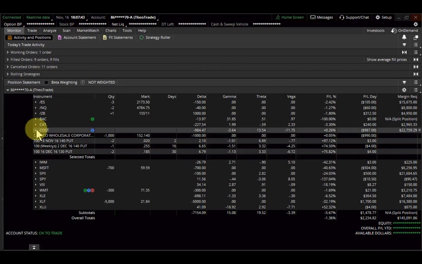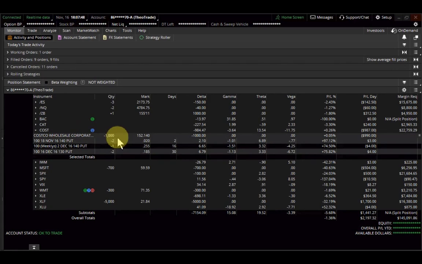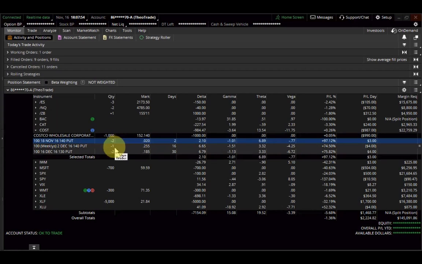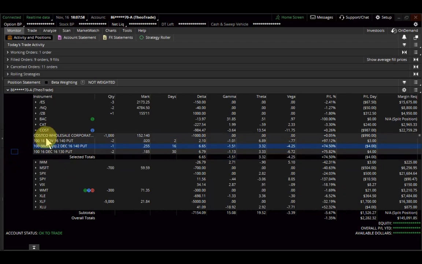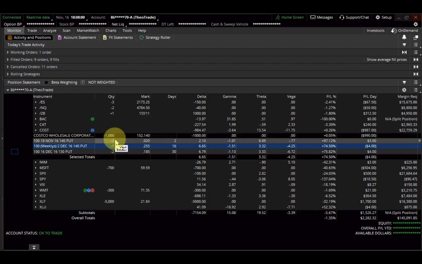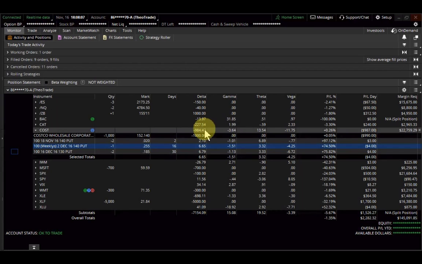Again, this Costco position. In my Costco position, I happen to be short 1,000 shares of Costco. But then I sold a put here, and I sold a put here, and I sold a couple of puts here. And when you start trading options against stock, or multiple options against other options, uh-oh, that's when the Greeks are going to start to matter. Because you've got to know where you stand in the world.